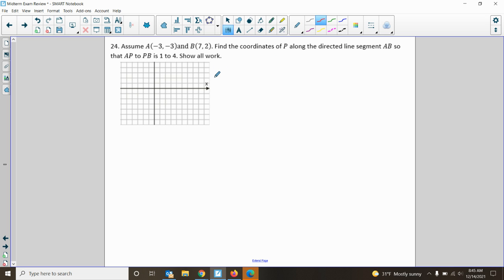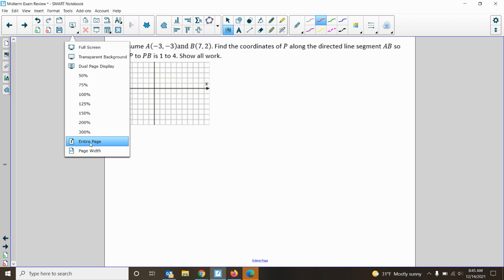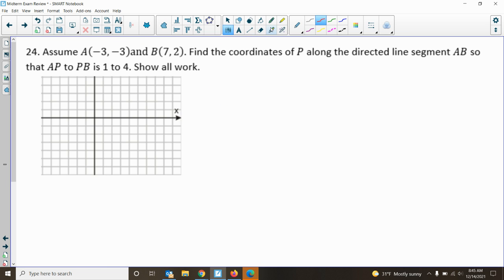24, assume A is negative 3, 1, and B is 7, 2. Find the coordinates of P along the directed line segment AB so that AP to PB is 1 to 4. Okay, so this was an issue walking around the last few days, but it's really not that bad. A is negative 3, 1, that's A, and B is 7, 2. Okay, now let's draw the segment here, connecting these 2 points.